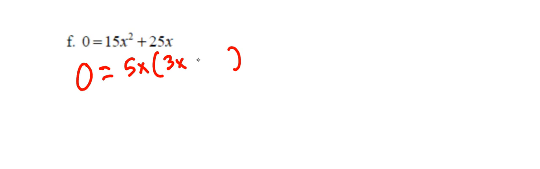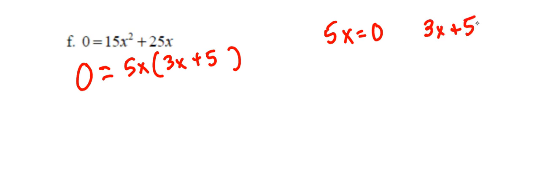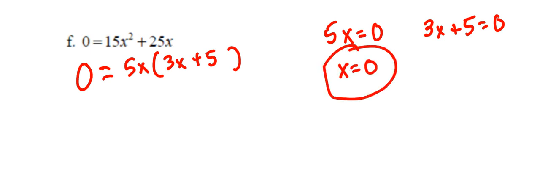We get 3x plus 5. Those are our two factors. 5x equals 0, 3x plus 5 equals 0. Make sure you set both of the factors equal to 0, then solve. If we divide by 5, we get x equals 0, one of our solutions. Here we would subtract 5 and then divide by 3, so the answer is negative 5/3.